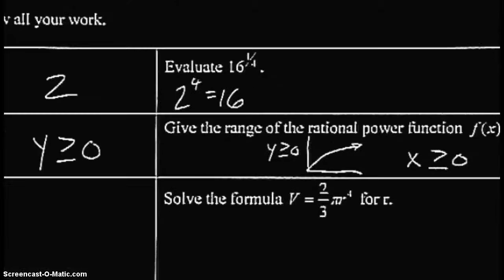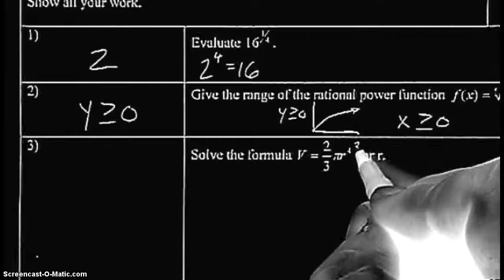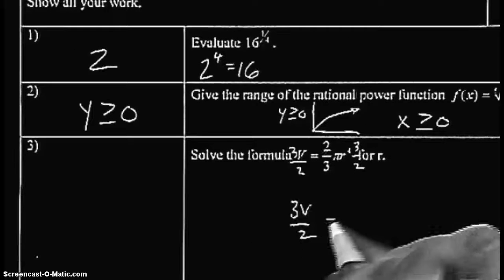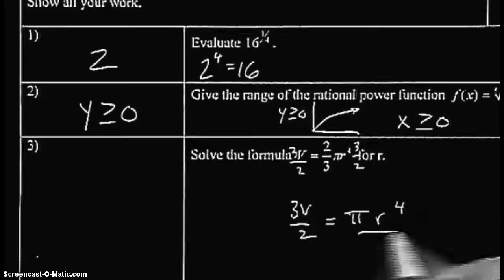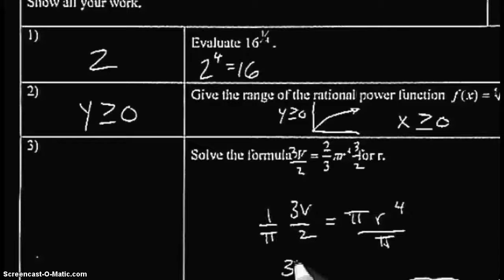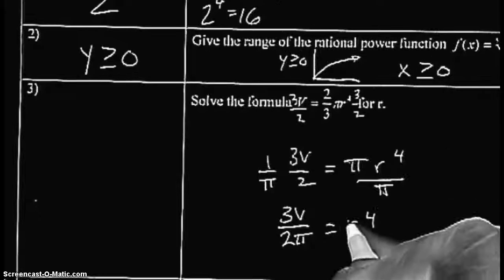Solve the formula for that. Well, you'd have to multiply both sides by 3 over 2. Okay, so that's pretty easy. 3v over 2 equals pi r to the 4th. Division by pi is the same as multiplication by 1 over pi. And then we would have to take the 4th root.